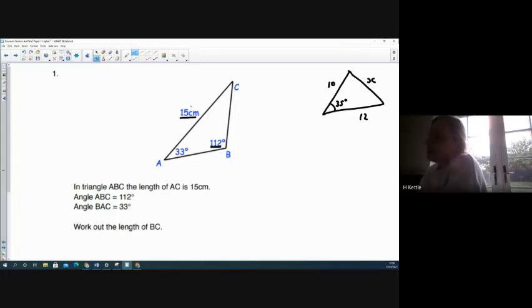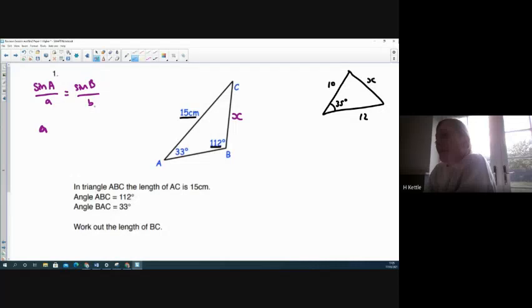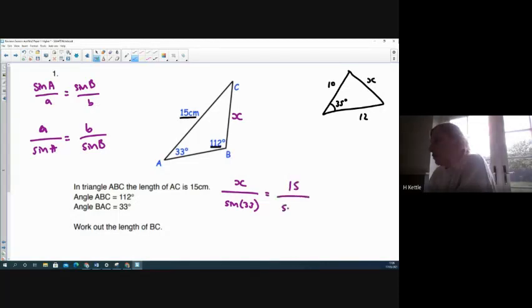So we know that this 15 and 112, because they're opposite each other, they are a pair. Now, we would like to know the length of BC, which is this one over here. We put what we want on the top. So a over sine A equals b over sine B. So we're going to put the sides on the top because that's what we're looking for. Now, replacing that with the pairs, so x over sine 33 equals 15 over sine 112. So we're just putting the pairs together and putting what we want on the top. That makes it really easy to rearrange.